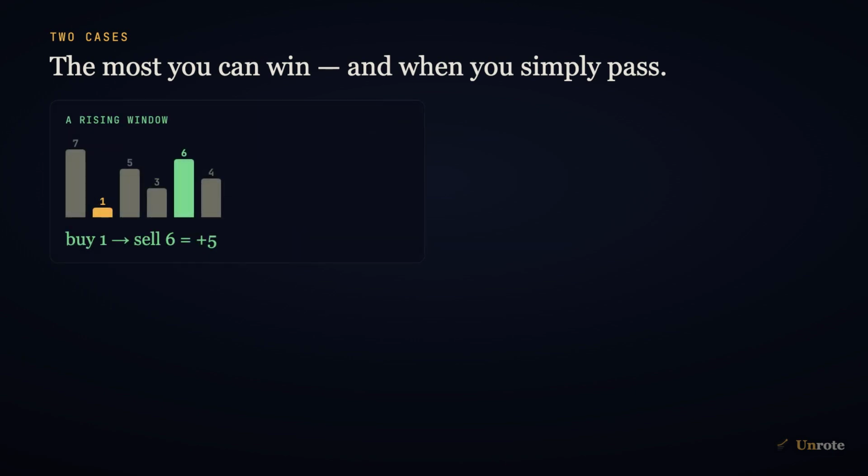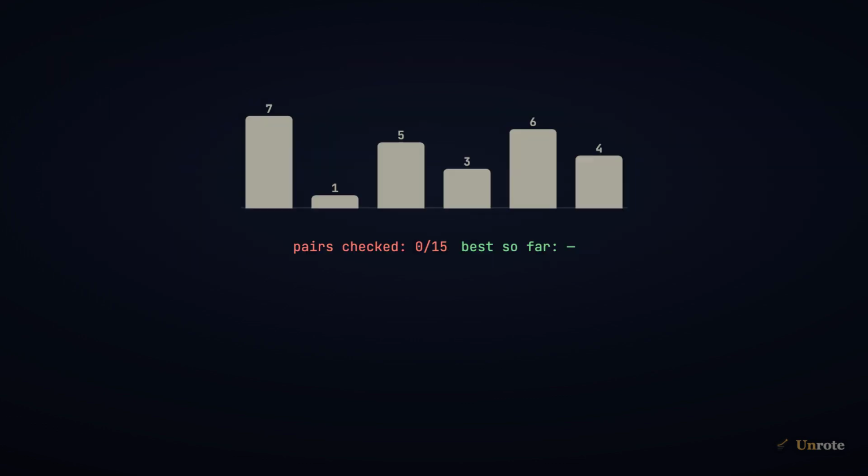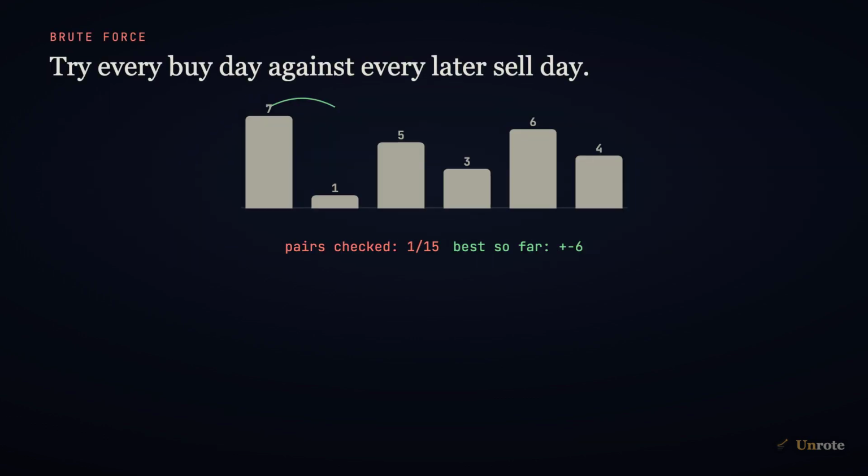But if prices only ever fall, every sale loses money, so you just don't buy, and the answer is 0, never negative. The instinct is brute force. Take every possible buy day, and for each one, look at every later sell day, keeping the biggest gain you find. It absolutely works. But count the work.